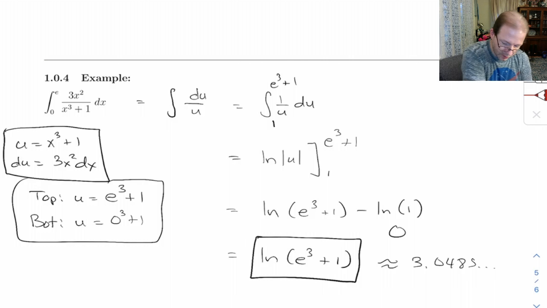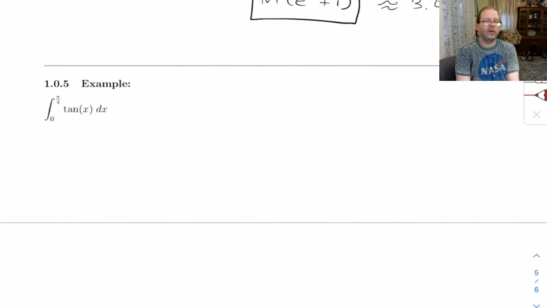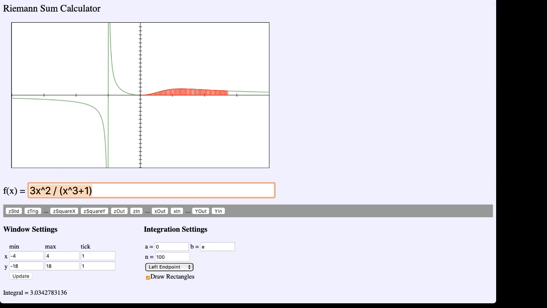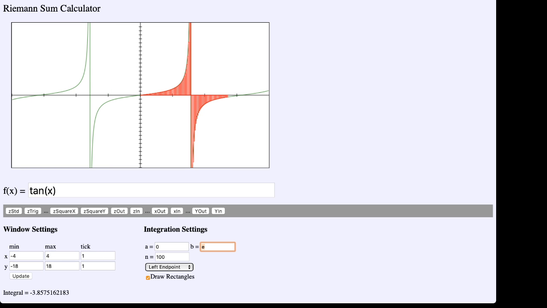All right, let's look at the next example, the last example. The integral of tan x from 0 to pi over 4. So let's do this one and get the approximate answer. Tan x from 0 to pi over 4. I'll put in 10,000 rectangles. This is 0.3465. That's the approximate answer from the calculator. Now let's go back and do it.